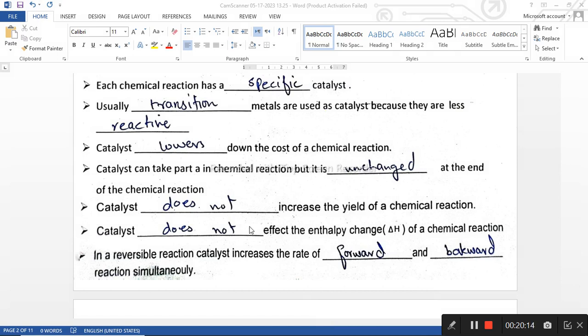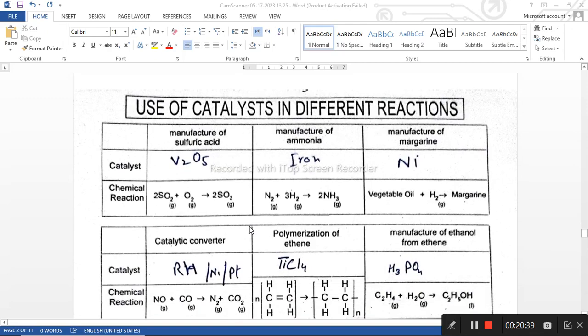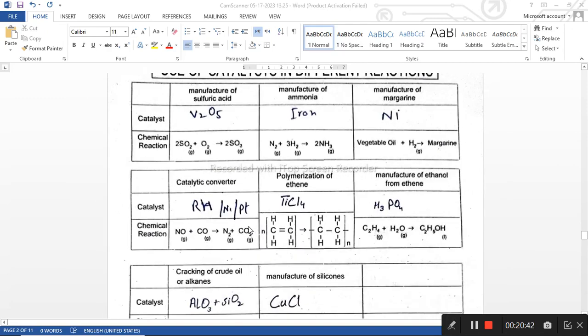As I told you already, a catalyst does not increase the yield of a chemical reaction. A catalyst does not affect the enthalpy change, as I told you when we were drawing the energy profile diagram. In a reversible reaction, a catalyst increases the rate of the forward and backward reactions simultaneously. Okay, these are some catalysts and you have to remember these.